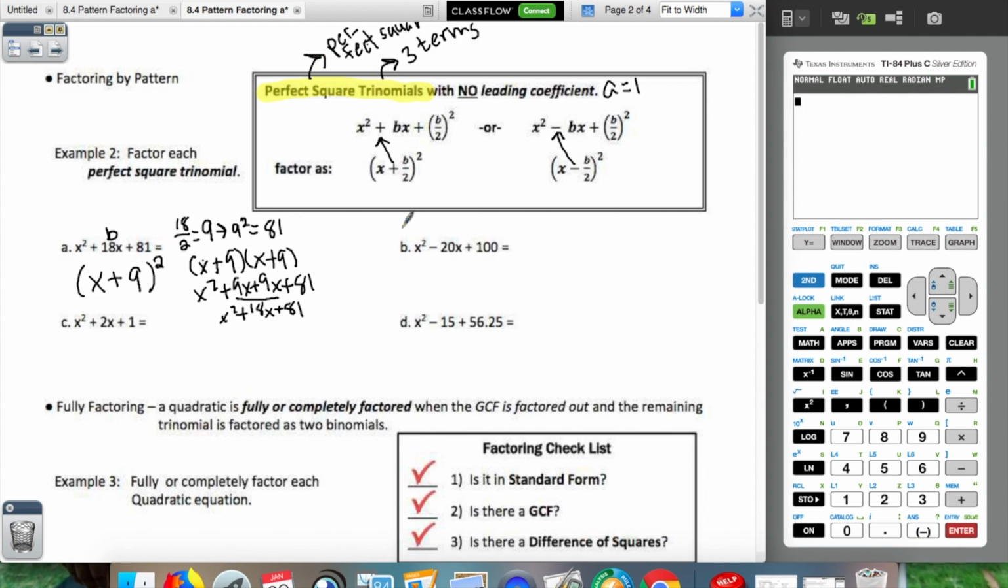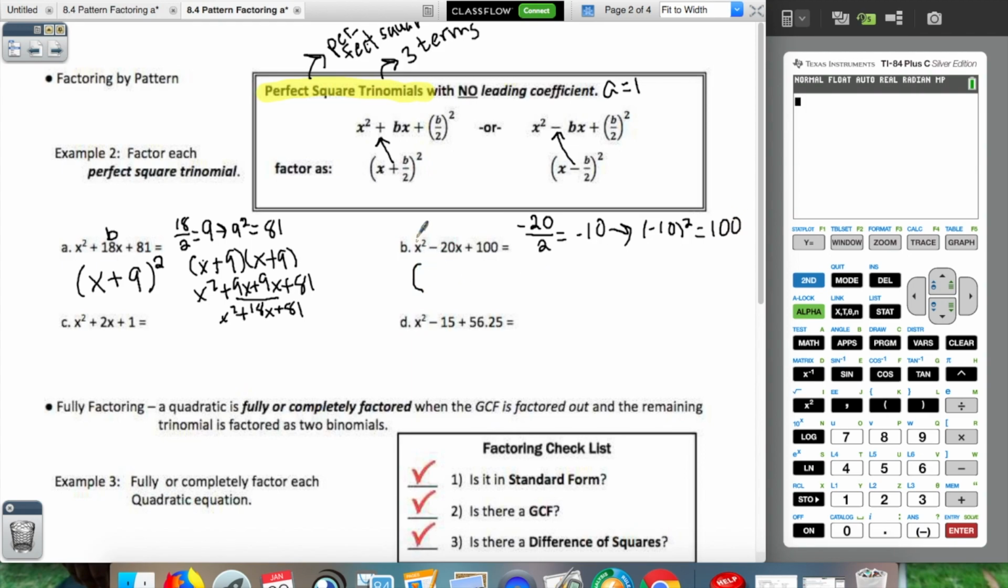So we have x squared minus 20x plus 100. Well, let's see if 100 is half of b squared. So let's take b. What is b? b is negative 20, and what's half of that? Well, that is, in fact, negative 10. And then let's see if negative 10 squared is actually 100. So this one will work out.